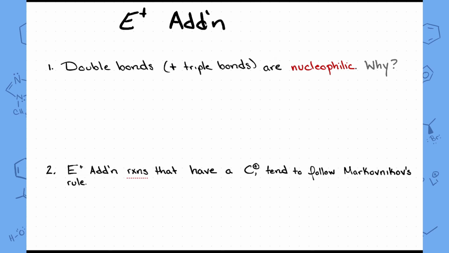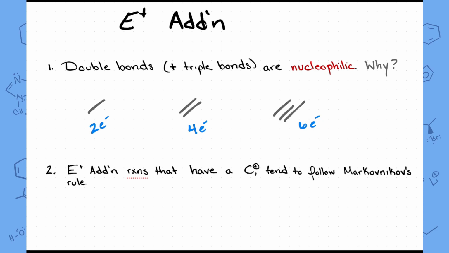In electrophilic addition reactions, alkenes and alkynes, double bonds and triple bonds, are nucleophilic. This is the reason why all of these reactions happen. If we compare a single bond versus a double bond versus a triple bond, and think about how many electrons are between each carbon, for the single bond you have 2 electrons, for the double bond you have 4 electrons, for the triple bond you have 6 electrons.